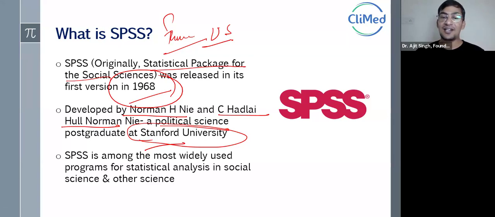But again, they did not use it first for financial purposes. They used it first for political analysis, like how many votes from this area, how many votes this party will get. They used it for political science, as these students were from political science. And then they used it for finance for the first time.